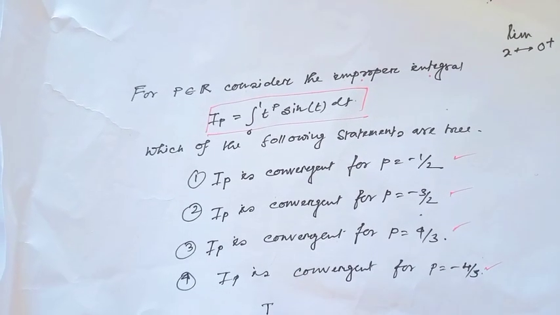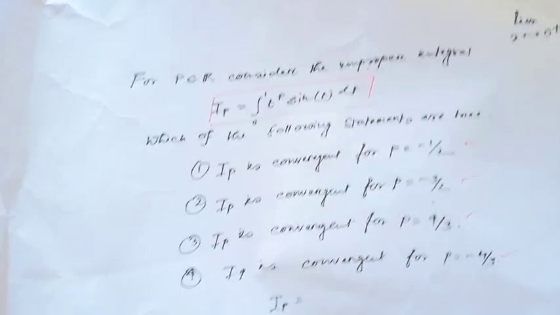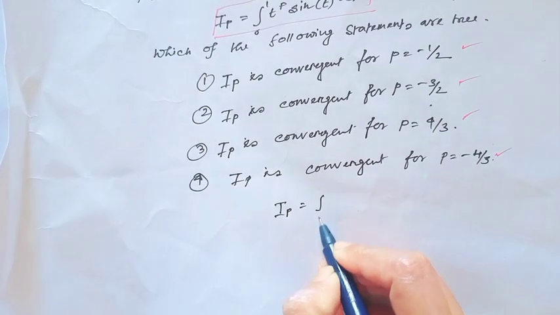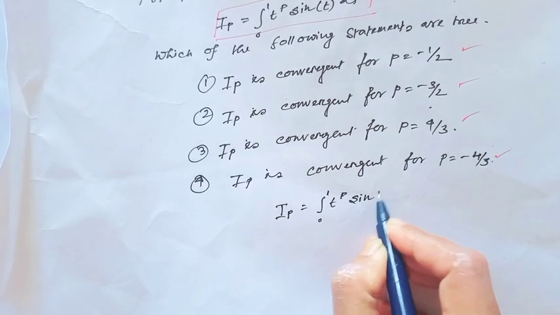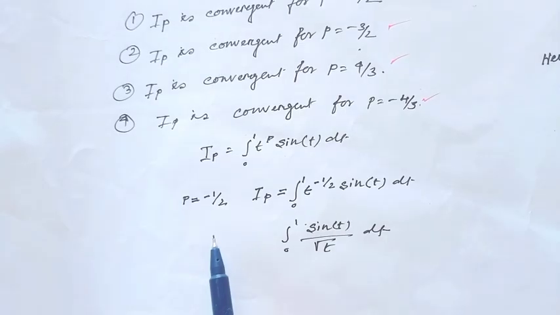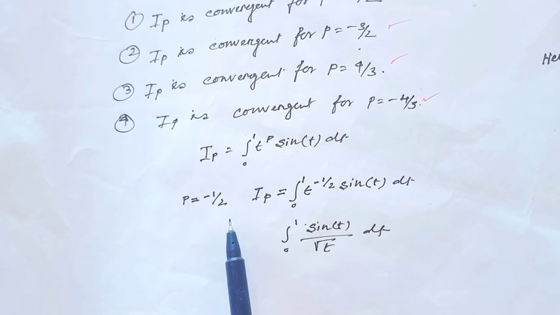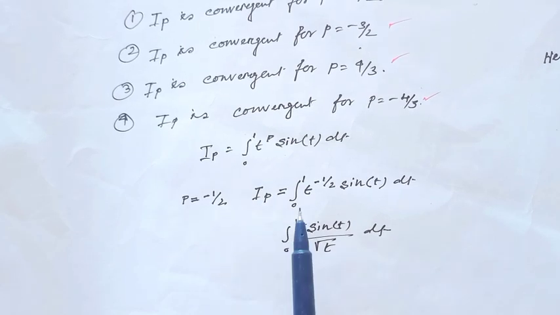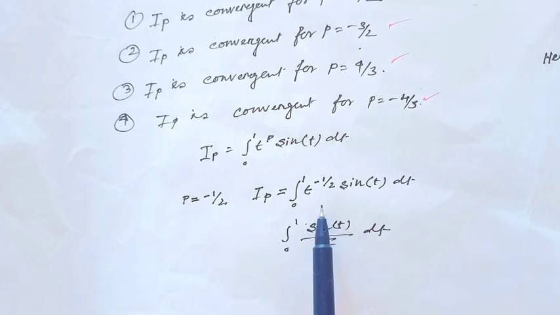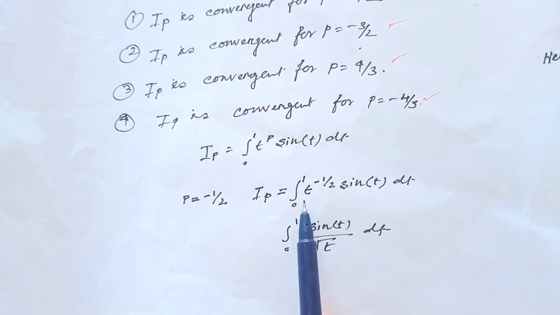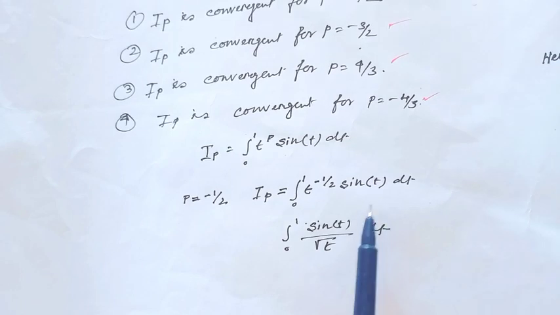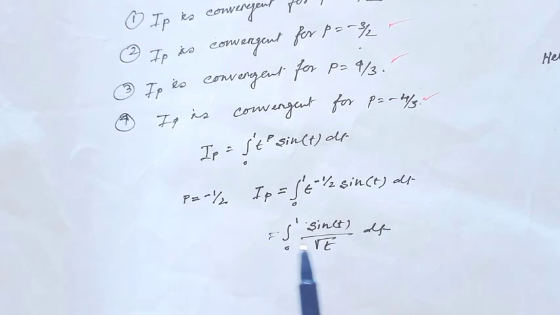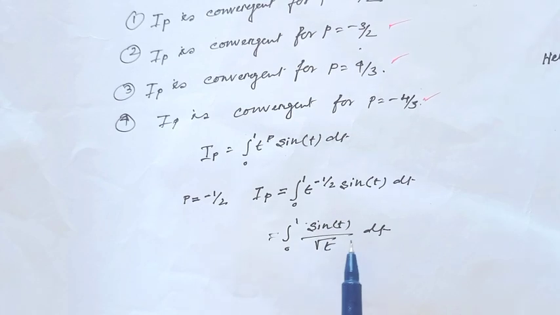Here I_p equals the integral from 0 to 1 of t to the power p sin t dt. First, consider p equal to minus half. Then I_p equals the integral from 0 to 1 of t to the power minus half sin t dt, which is equal to the integral from 0 to 1 of sin t over square root of t dt.